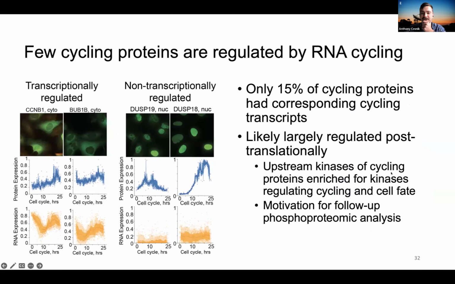And another really interesting finding is that only 15% of cycling proteins had corresponding cycling transcripts. So a lot of this is really only observed at the protein level, and there's probably degradation going on, and probably PTM regulation, of signaling that type of degradation over the cell cycle, and then conversely also signaling the expression of the protein.